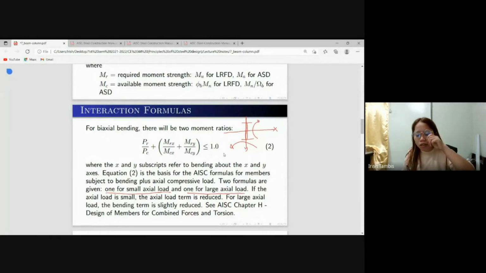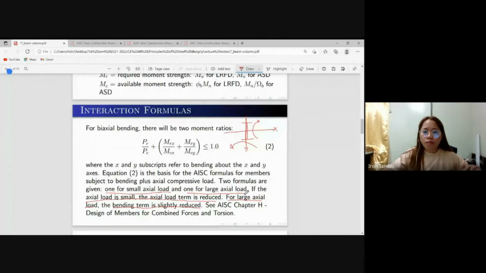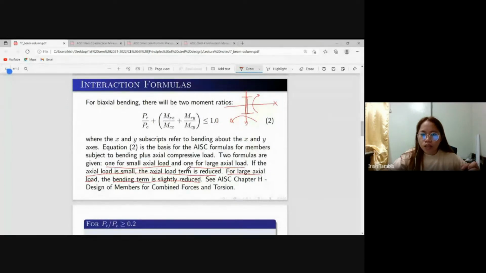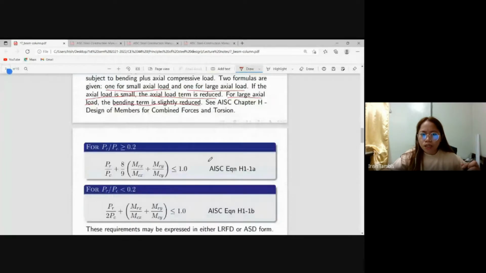No, later, ato siyang ma-explain. If the axial load is small, the axial load term is reduced. So, take note of this one. If the axial load is small, the axial load term is reduced. While for large axial load, the bending term is slightly reduced. This is from AISC Chapter H, Design of Members for Combined Forces and Torsion. So, to realize this one, no, kani siya concept is this one.